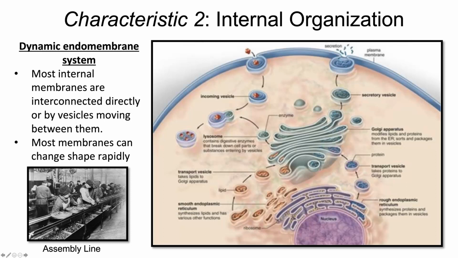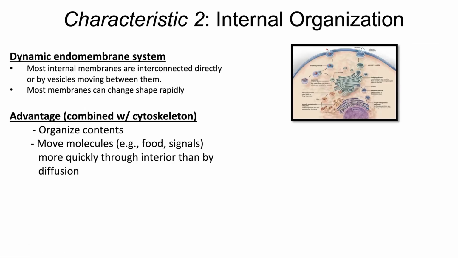And you can really think of this as the assembly line of the cell, where you have nutrients coming in, proteins and lipids moving around, wastes moving out, and this whole assembly line that's made possible by this organization of dynamic endomembranes. And so the huge advantage of this endomembrane system combined with a cytoskeleton is you can have very organized contents, and you can move molecules, whether it's food, molecular signals, or proteins, more quickly through the interior than you could by diffusion alone. And so this allows cells to get much larger.